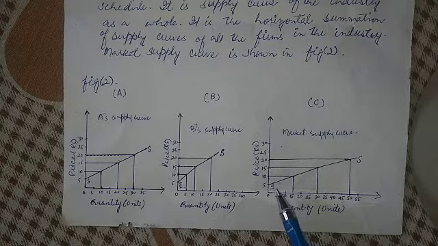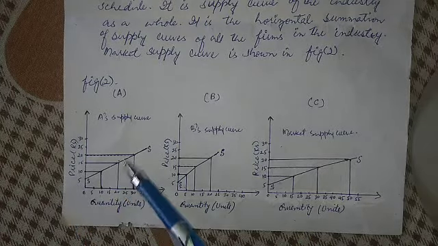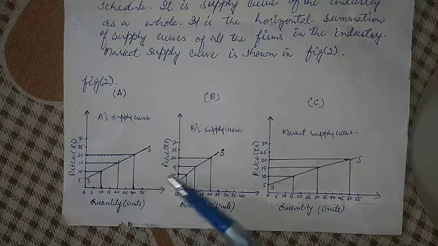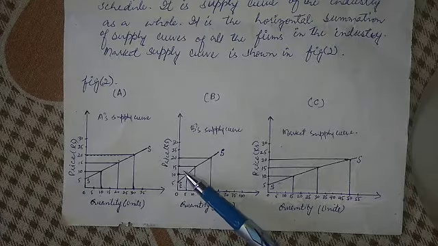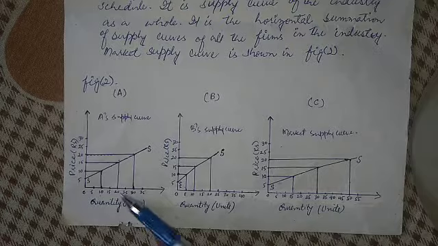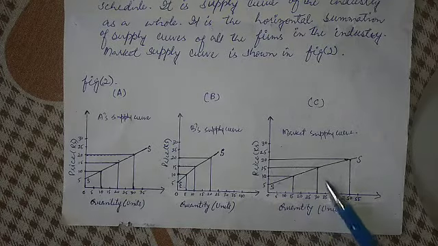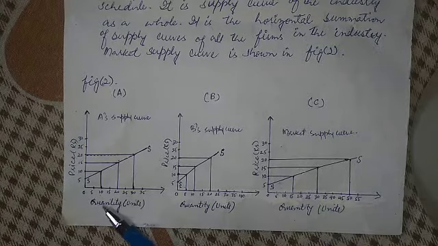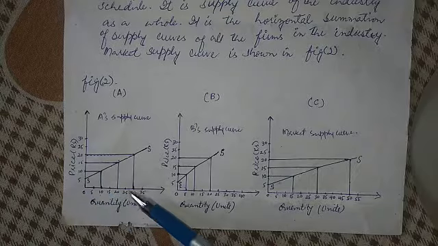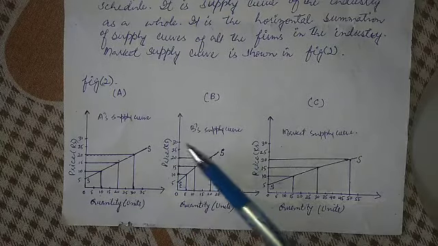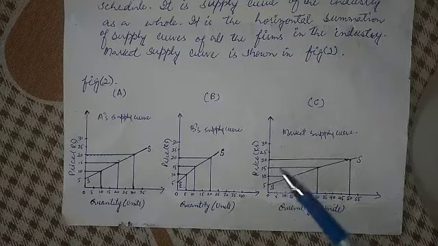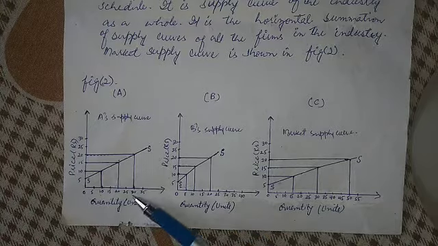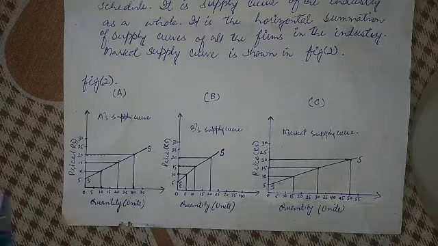When the price is 15, A's supply is 20 and B's supply is 10. So the market supply at price 15 is 20 plus 10, equal to 30 units. At the price of 20, A's supply is 30 units and B's supply is 20 units. So the market supply at the price of 20 is 30 plus 20, equal to 50 units.